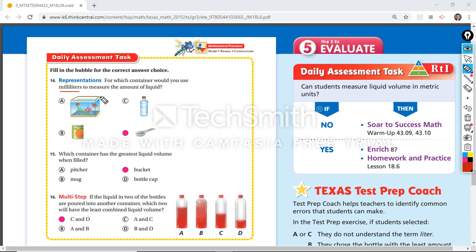So again, look at the size of the objects that they give you here, and the spoon would be the one here. Which container has the greatest liquid volume when filled? So you have to look at a pitcher, a mug, a bottle cap, and a bucket would be your right answer here. So you have to look at these A, B, C, and D. It said if the liquid in two bottles is poured into another container, so they're going to pour it into another container. That's the key there.